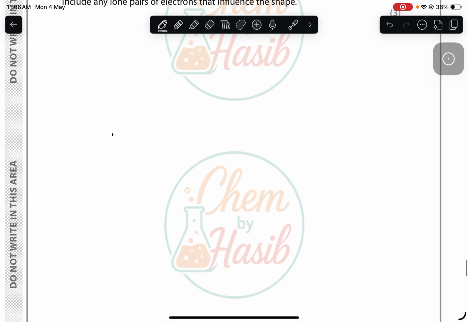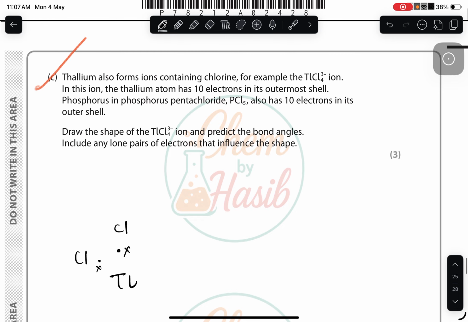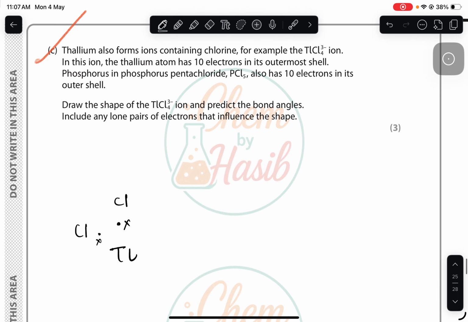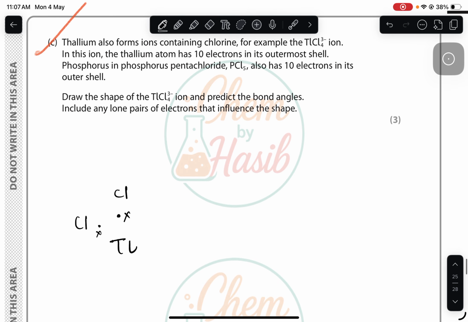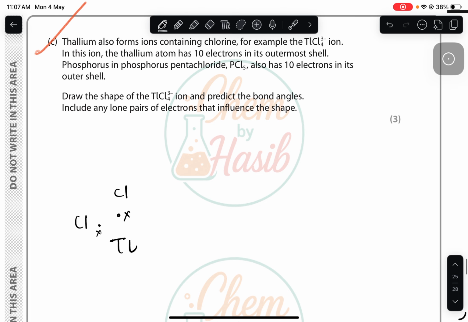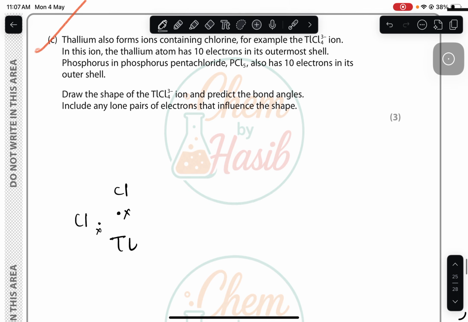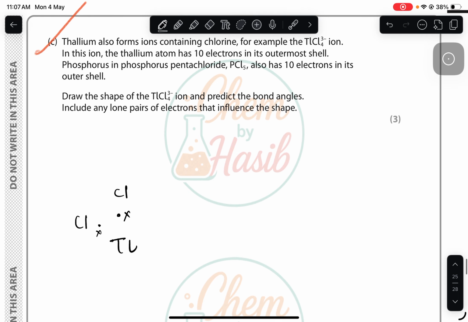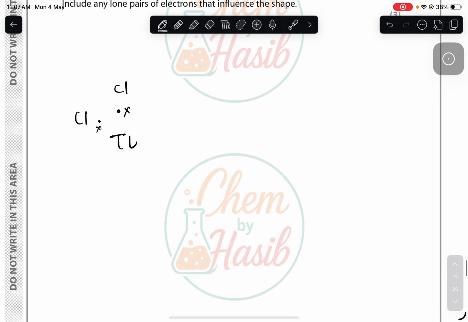This is Tl, and you draw a dot and cross diagram. It says it has 10 electrons in the outermost shell. Okay, it has 10 electrons, and it's TlCl4 3-. We can give 4 chlorine atoms up to here. And what we have here, we must give a lone pair here.